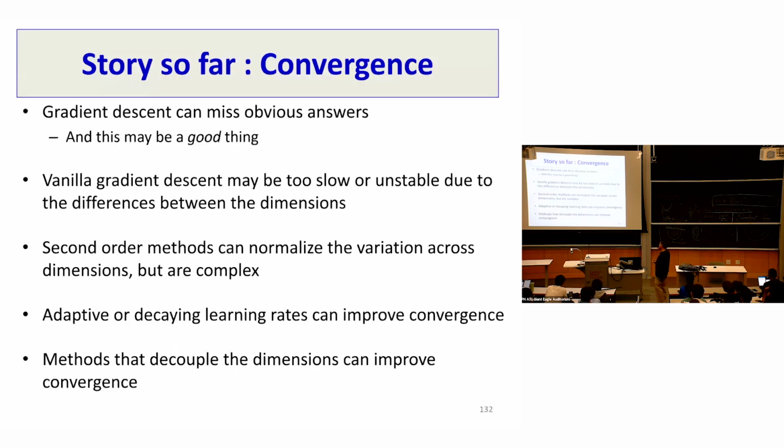And so gradient descent can miss obvious answers. This may be a good thing. Vanilla gradient descent may be too slow or unstable due to the differences between dimensions. Second-order methods, which look at the second derivative, can normalize the variation across components. That's on the slides. Quickprop is one of these, but they're very complex. And adaptive or decaying learning rates can improve convergence, like in the case of Rprop. But in every case, you really want to decouple the dimensions in order to ensure that you get your answer faster.